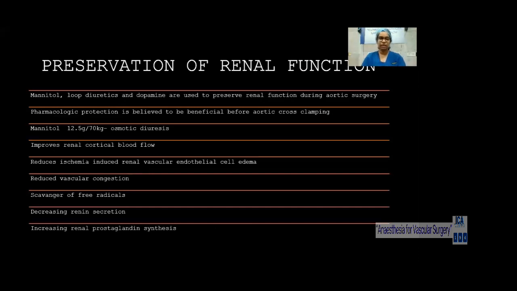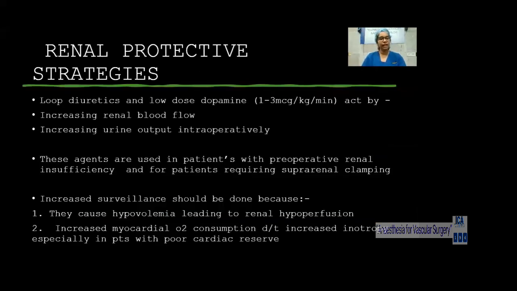So mannitol is an osmotic diuretic which acts by improving the renal cortical blood flow, reduces ischemia-induced renal vascular endothelial cell edema, reduces the vascular congestion, scavenges the free radicals, decreases renin secretion, and increases renal prostaglandin synthesis. The other drugs that can be used are loop diuretics and low-dose dopamine. With use of these agents, we have to monitor the patient closely because they cause hypovolemia, leading to renal hypoperfusion, and also increased myocardial oxygen consumption due to the increased inotropy.